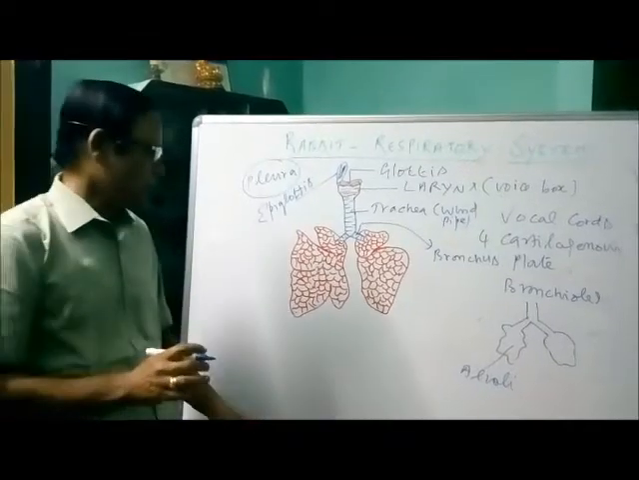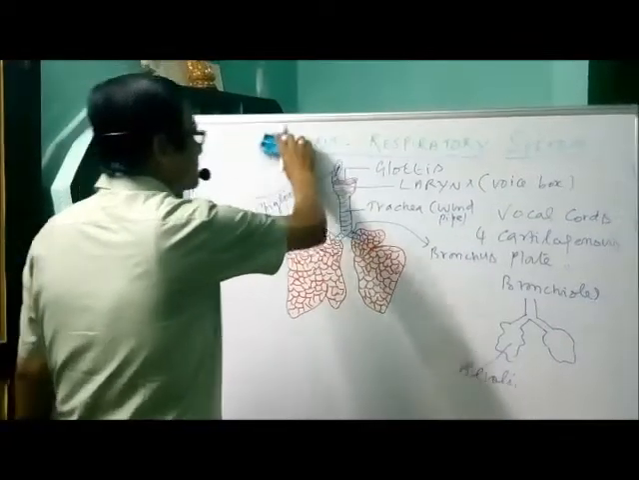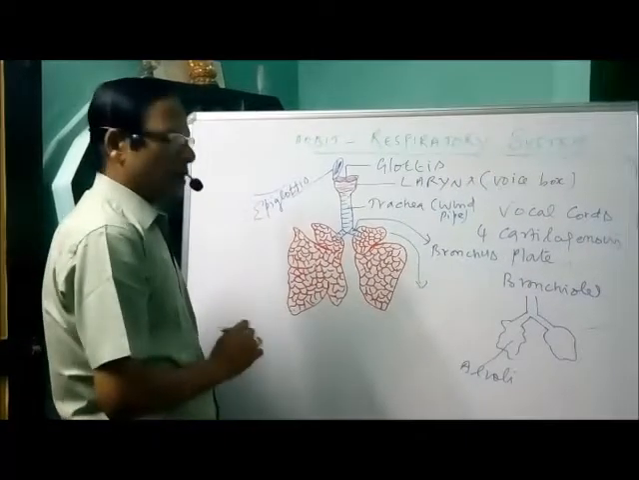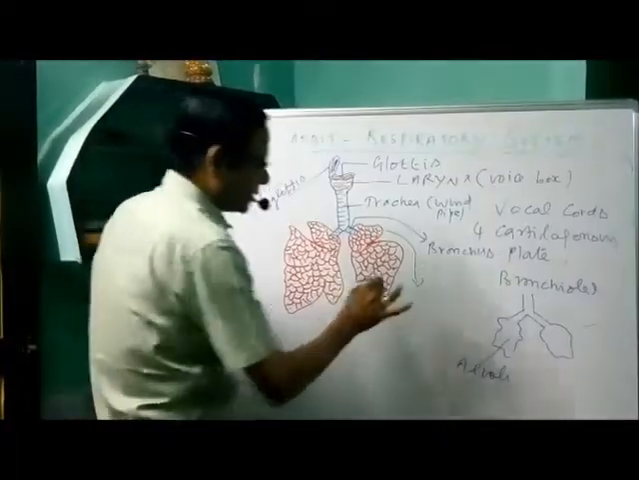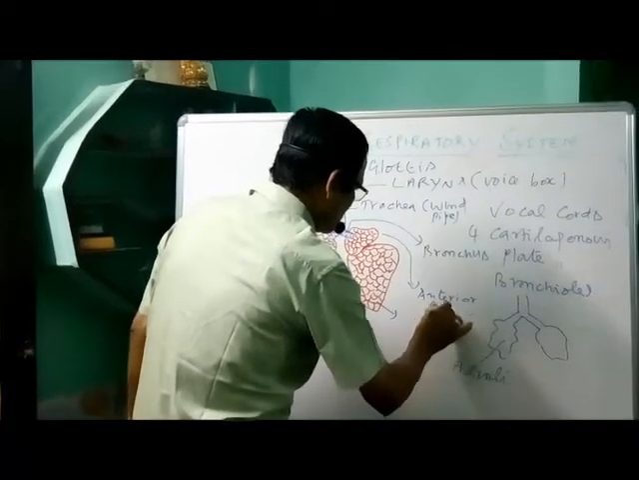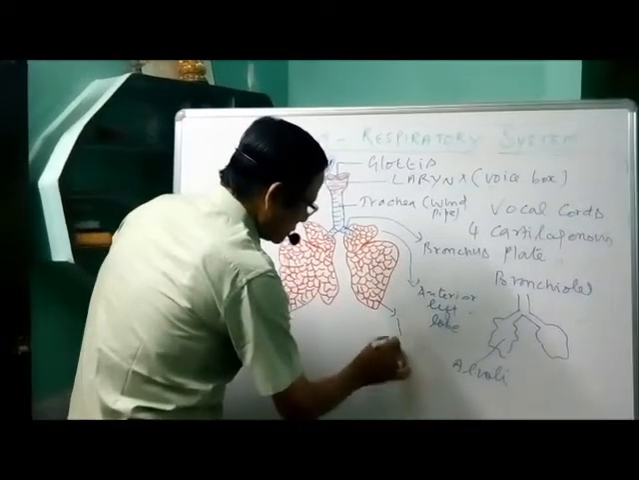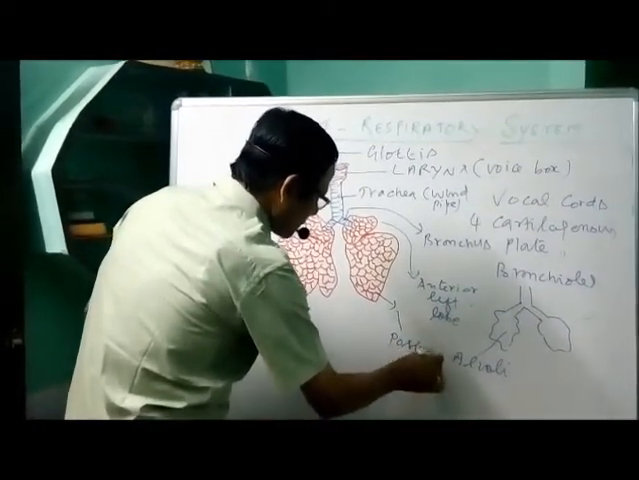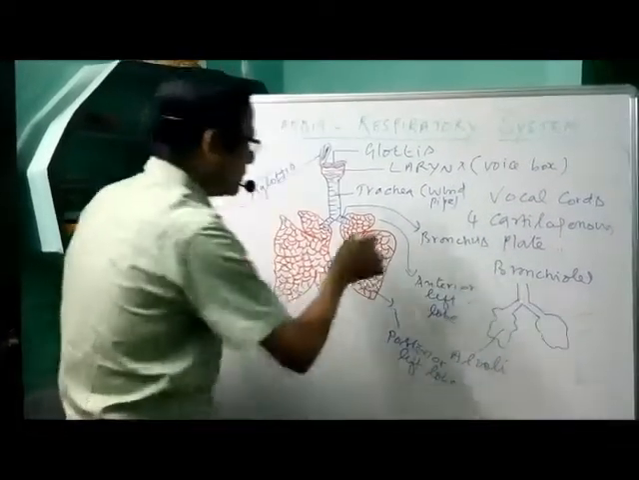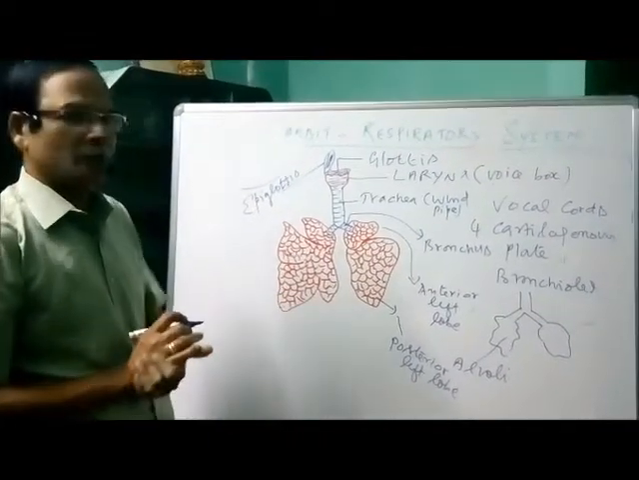Now if we are taking the lungs, this is the left lung and that is the right lung. This is the left lung, formed of two lobes. This is the anterior left lobe, and this is the posterior left lobe. This is the left lung formed of anterior left lobe and posterior left lobe.